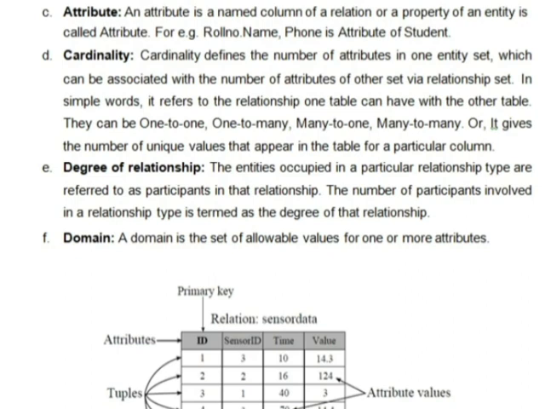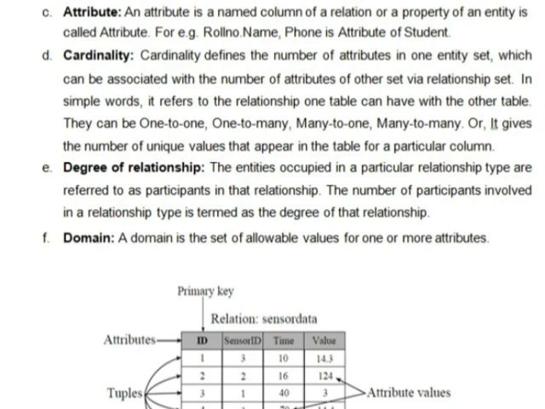Next is tuple. A tuple is a row of a relation. For example, if I consider this particular table, 1, 3, 10, 14.3. It is the first row. So that first row, in the relational model, is called a tuple. So the tuples are nothing but the rows of the relation.